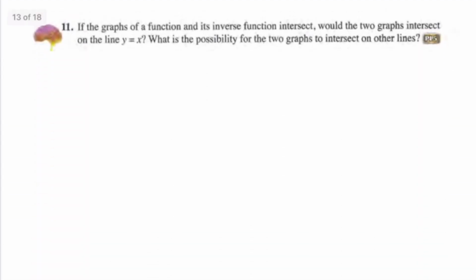Okay, number 11. This is very interesting. If a graph function and its inverse function intersect, would the two graphs intersect on the line y = x? Now the textbook's answer is not very clear. I just want to highlight for you.